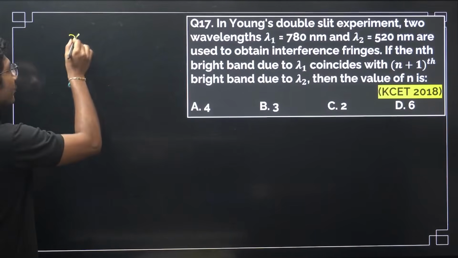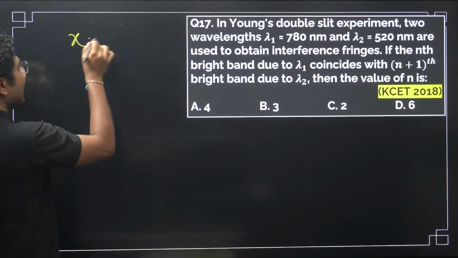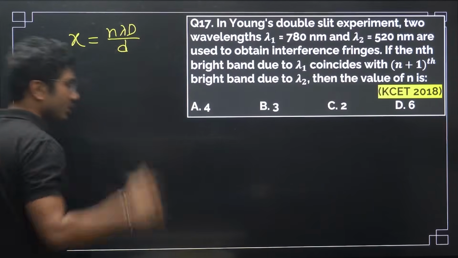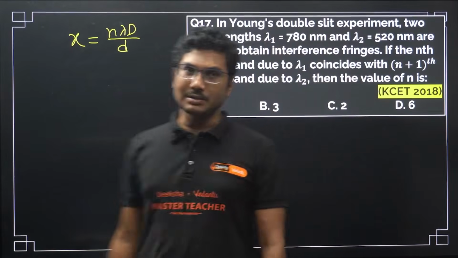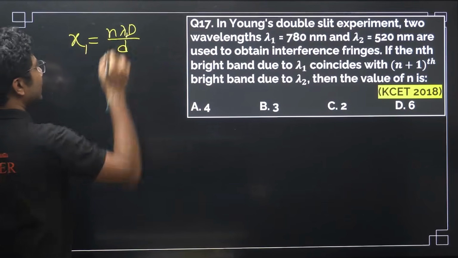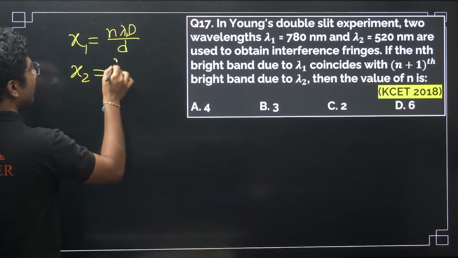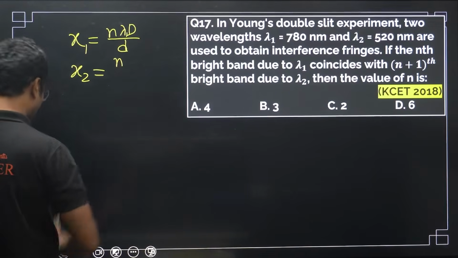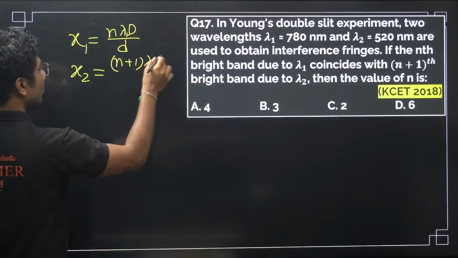So x, the position of any bright band, is given by n lambda capital D by small d. This is the position of the nth bright band on the screen from the central maximum. Now if this is due to the first light, so this is lambda 1, x1, and for the second light it will be n plus 1, because it is the n plus 1th, so it will be n plus 1 lambda 2 D by d.